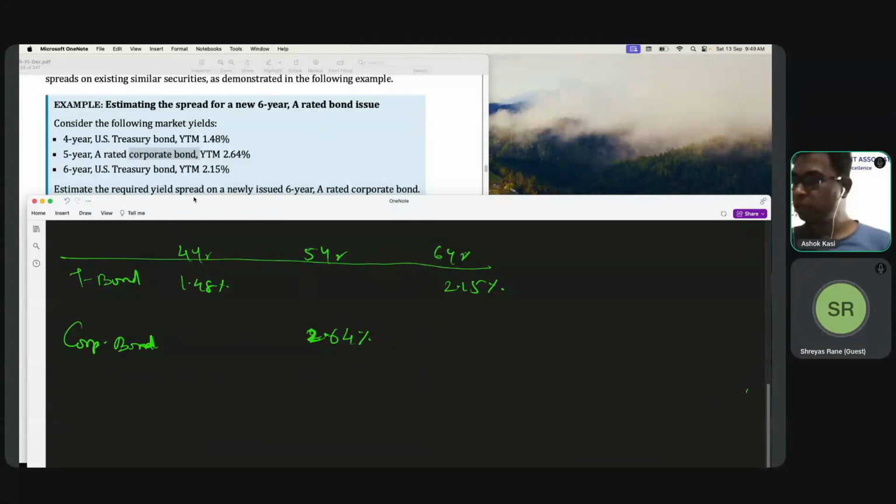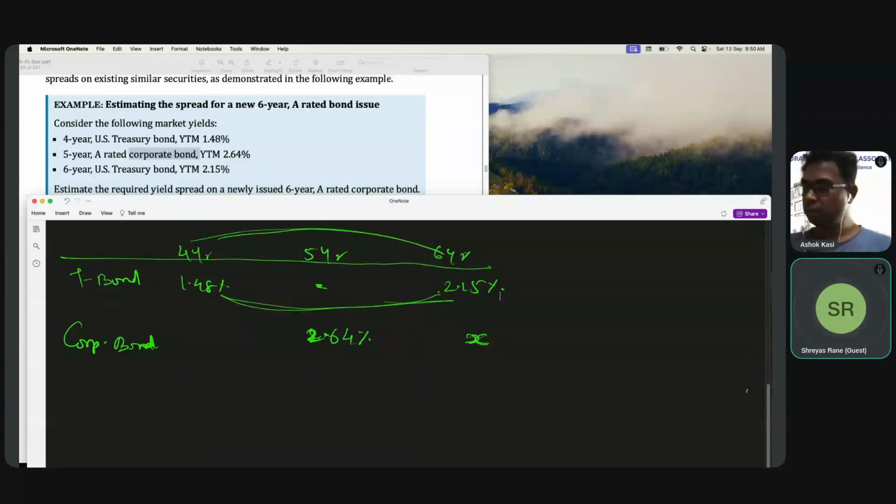Then estimate the required yield on a newly issued 6 year corporate bond. That means this is what we have to find out. So how do we find out? Proportionately, that's what we have to think. First of all, what should be the rate over here? Between 4 to 6, it is 2 years. In 2 years, the rate has gone up by how much? Take the difference.